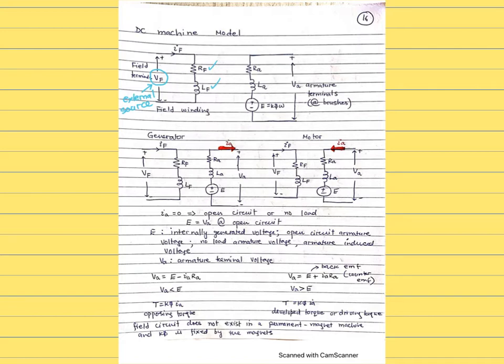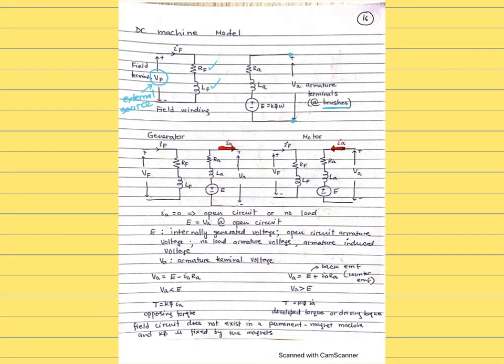Okay, so F as a subscript is used to represent the field winding quantities. So for example, V_F is the voltage applied to the field winding, I_F is the current flowing through the field winding, R_F is the resistance of the field winding, L_F is the inductance of the field winding. On the armature terminals, there is a difference. So here are the terminals. First of all, here are the armature terminals where they are connected at the brushes.